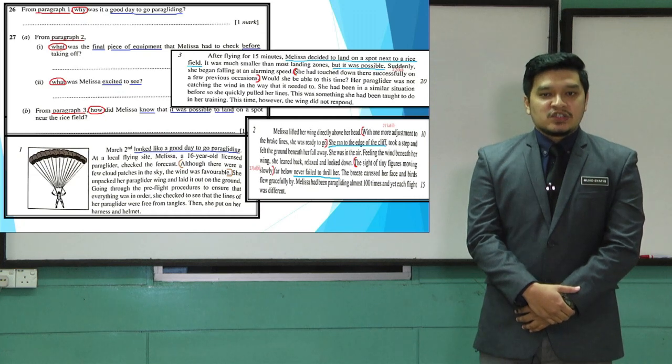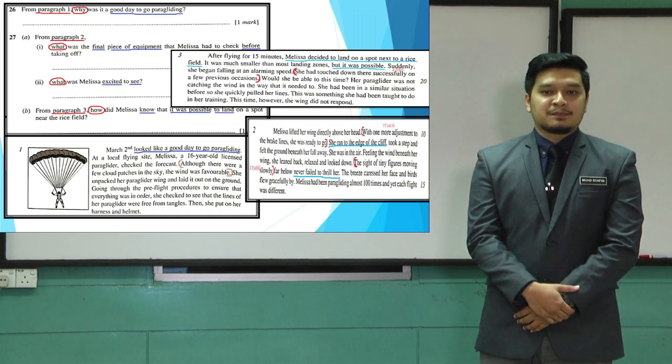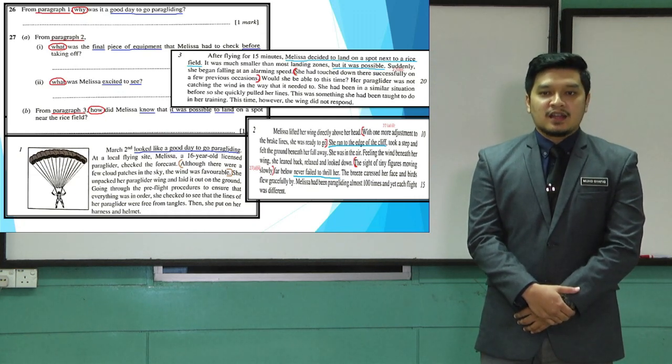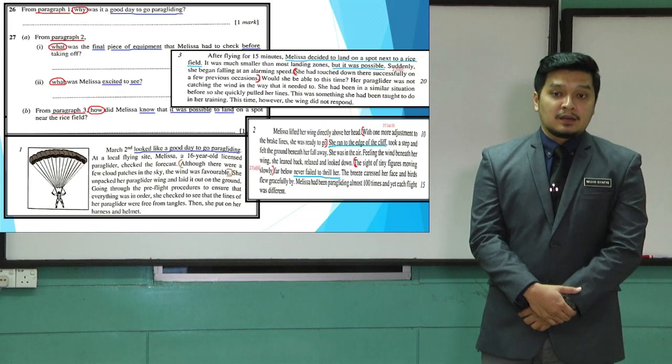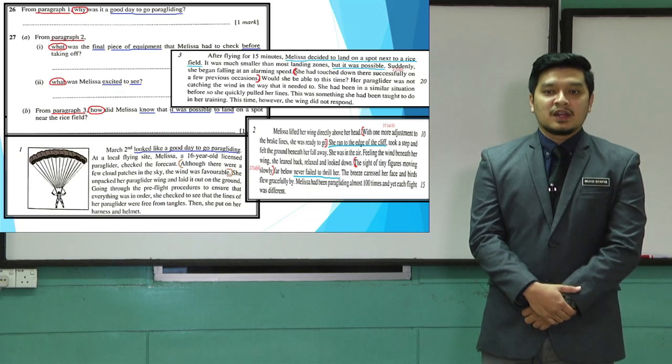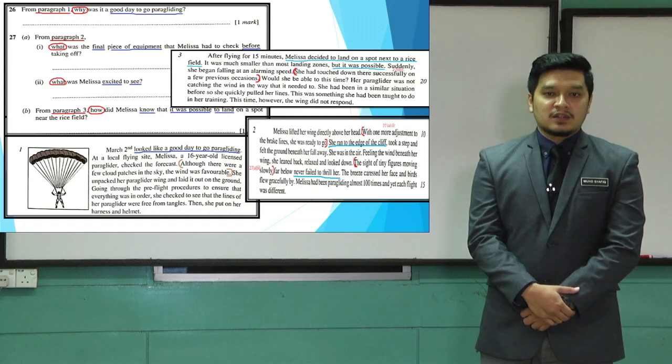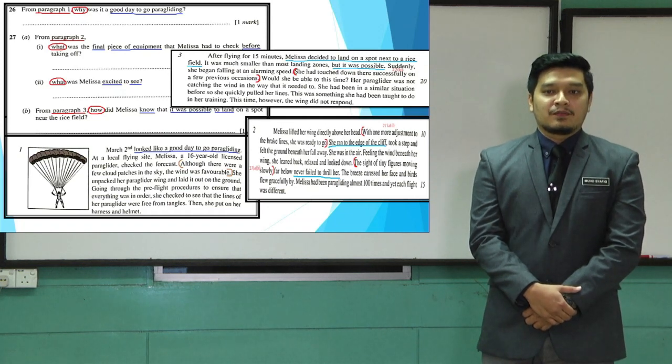Suddenly, she began falling at an alarming speed. She had touched down there successfully on a few previous occasions. That sounds like the answer, because it stated that she had touched down. She was successful at landing at the location on a few previous occasions. So quickly we know that this is the answer. She had touched down there successfully on a few previous occasions.